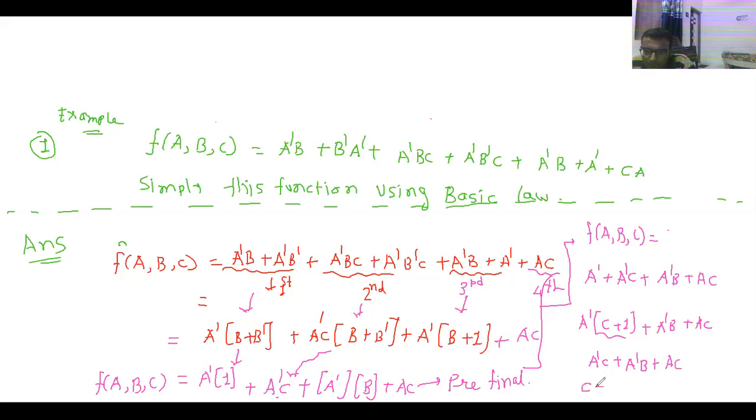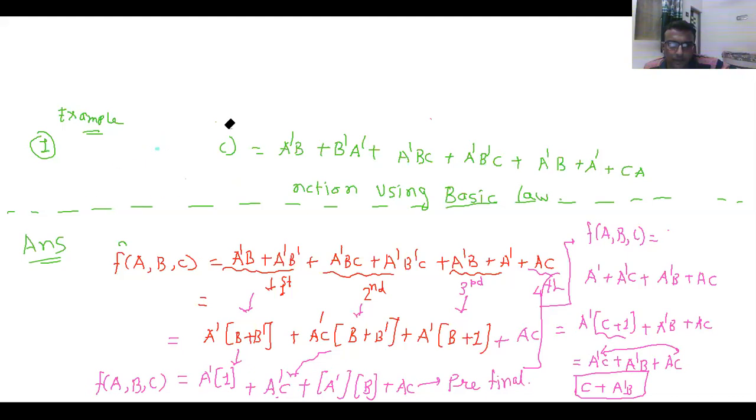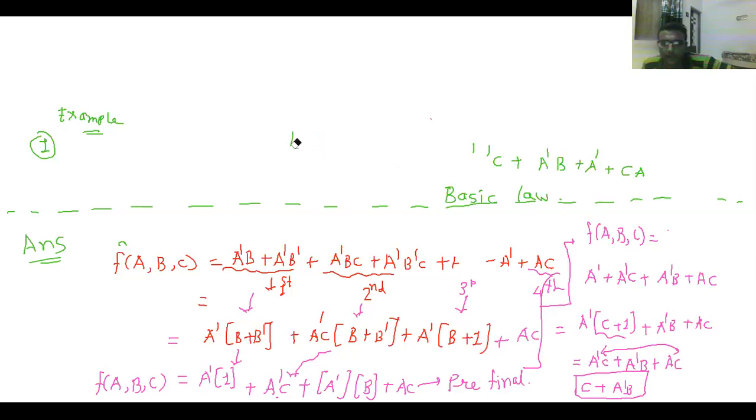Now if you take C common from this term, C can be considered as a common. So the final answer is C plus A dash B. C plus A dash B, it is the final answer. So I would like to erase this portion. Again, this is the pre-final expression. So f of a comma b comma c is equal to c plus a dash b. This is the final answer.